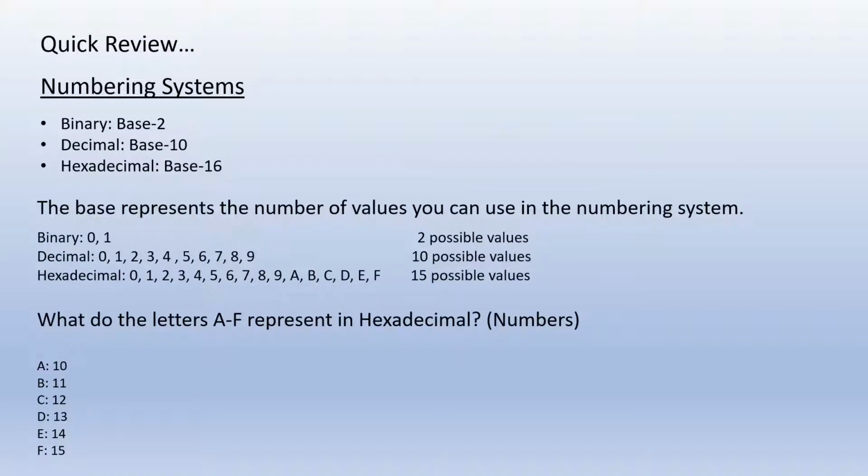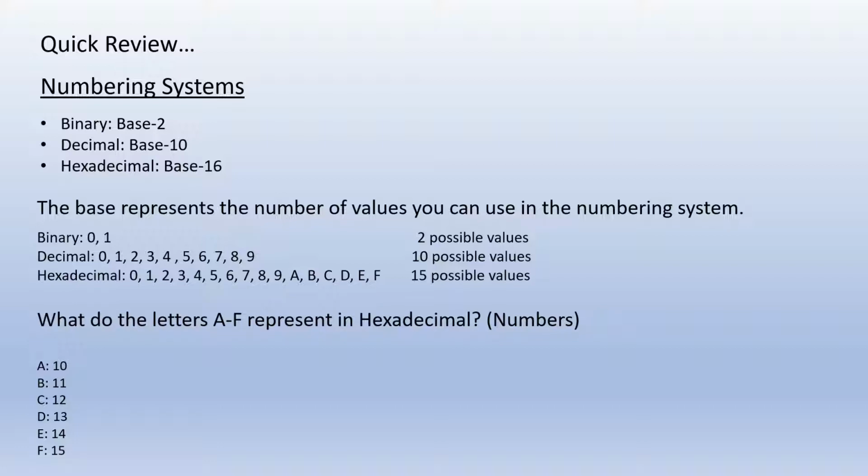Binary is a base 2 numbering system, decimal is a base 10 numbering system, and hexadecimal is a base 16 numbering system. And the base represents the number of values you can use in the numbering system in each place. So when you're dealing with binary, which is a base 2 numbering system, you could use two possible values in each place, a 0 or 1. And in decimal, you have values 0 through 9, and in hexadecimal, you have values 0 through F.